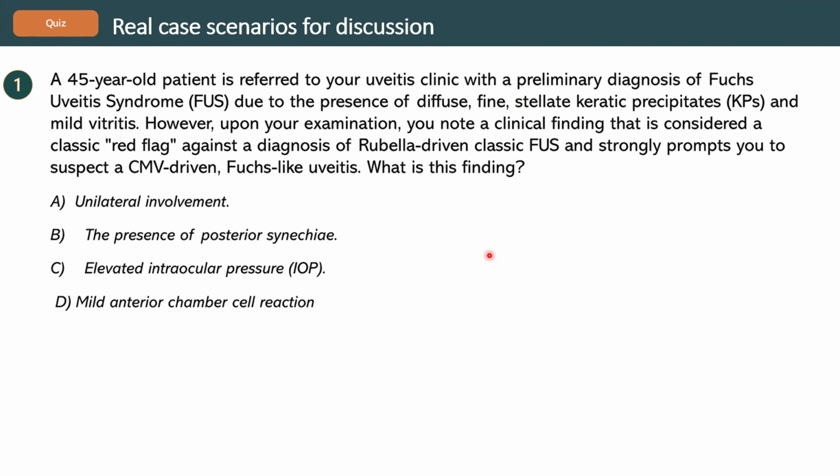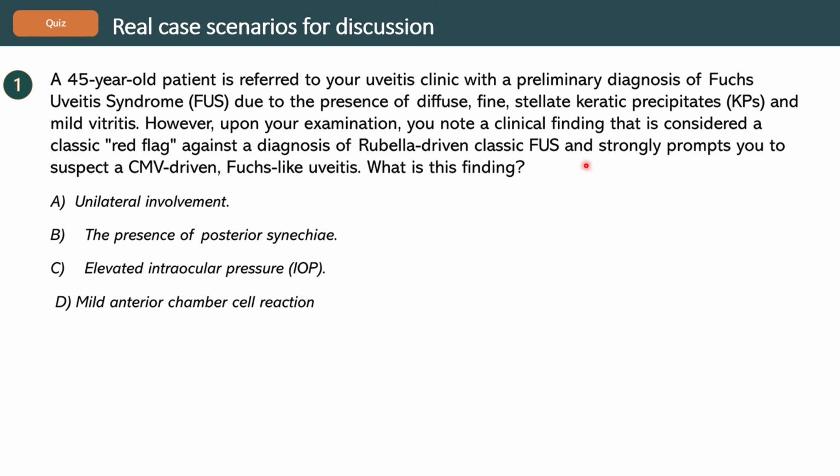Another case scenario to augment our understanding of the subject: a 45-year-old patient refers to the uveitis clinic, already diagnosed primarily as Fuchs uveitis syndrome, due to the presence of diffuse fine satellite keratic precipitates. And see, these satellite keratic precipitates can be seen also in cytomegalovirus, with mild vitritis. However, upon your examination, you note a clinical finding that is considered a classic red flag against the diagnosis of rubella-driven classic Fuchs uveitis syndrome.